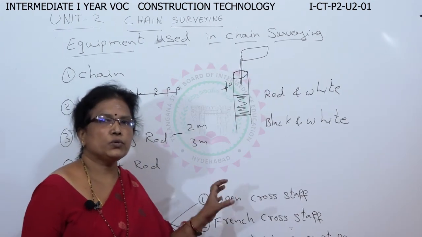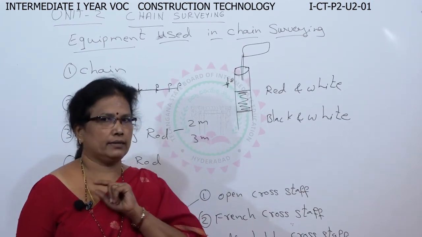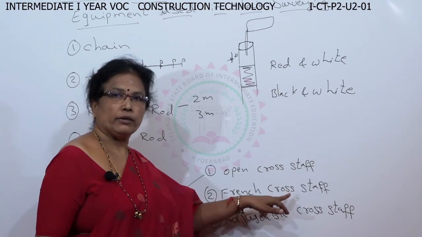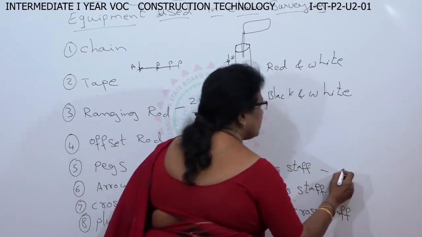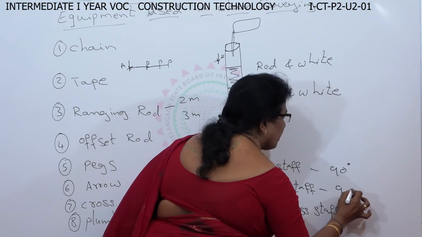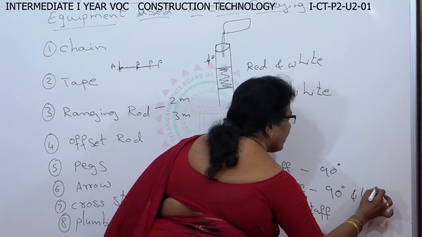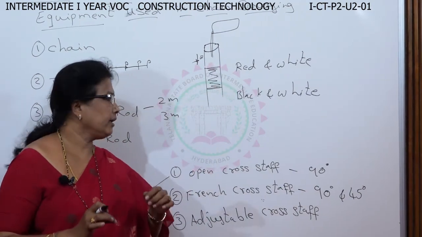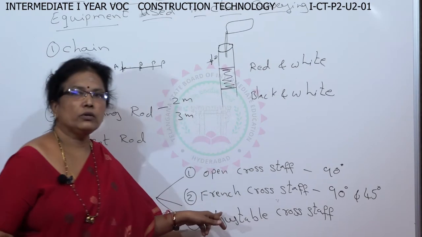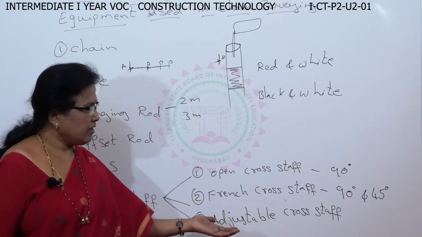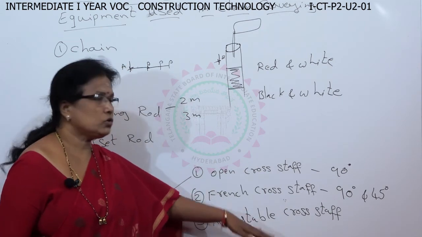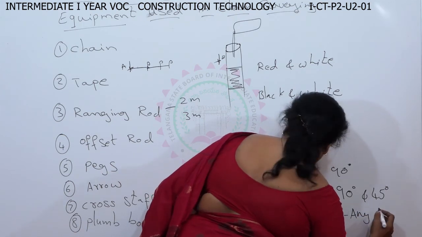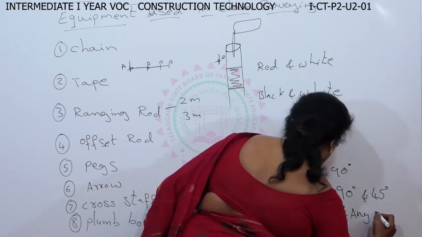The open cross staff is used to measure only 90 degrees, the perpendicular line. And this French cross staff can be used for 90 degrees as well as 45 degrees. Suppose you need to measure any distances at exactly 90 degrees or 45 degrees, then you can use this French cross staff. The adjustable cross staff is used to measure the distances at any angle. That is the use of the adjustable cross staff, any angle.